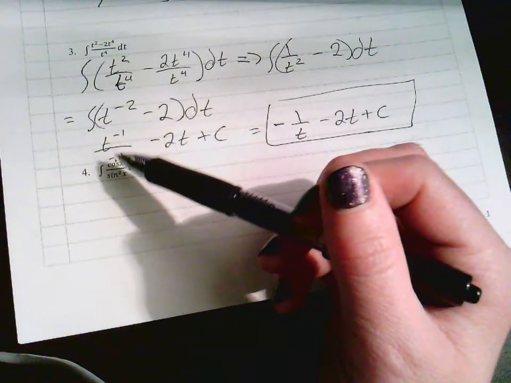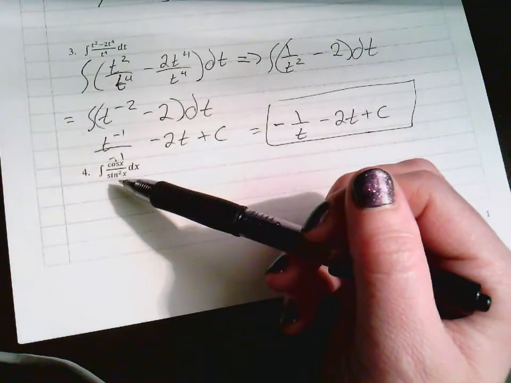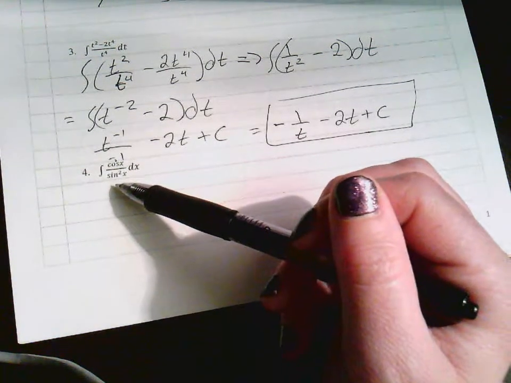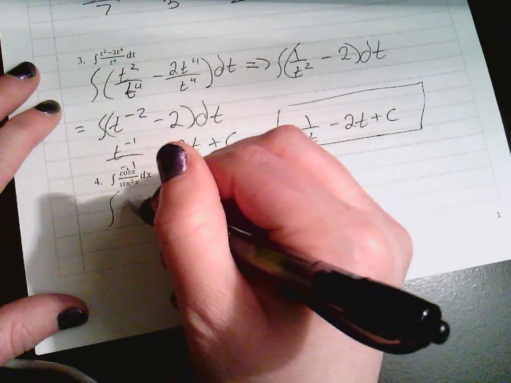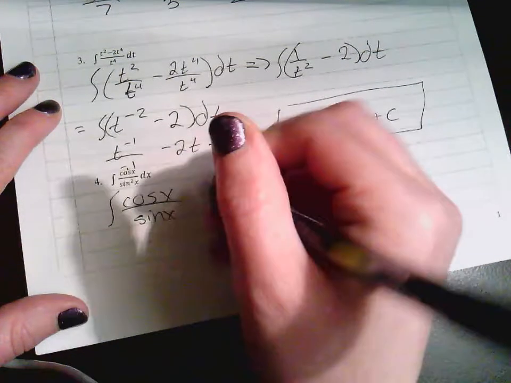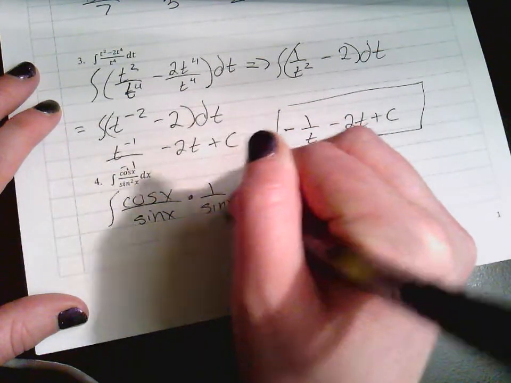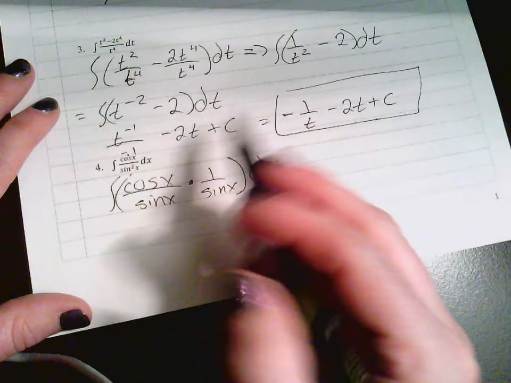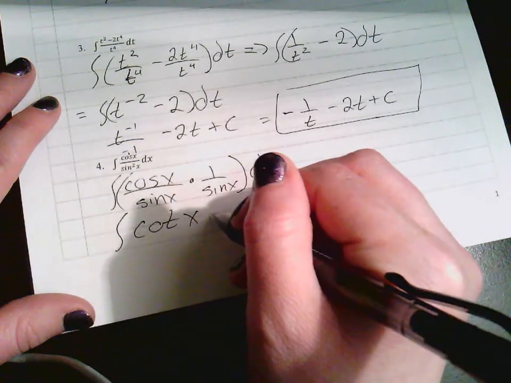Okay, so this one, you can't integrate it how it is yet. Anyway, you'll see another way. It's going to be substitution, but we're not going to do this one by substitution. We're going to use trig identities to do this. So, I see cosine x over sine x. I know that is something that sounds familiar. Then you got 1 over sine x dx. Cosine over sine is cotangent. 1 over sine is cosecant.